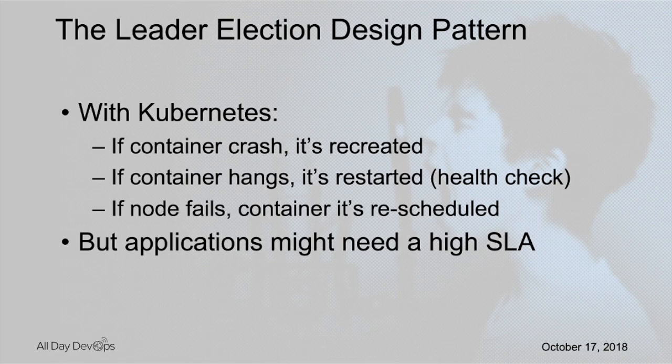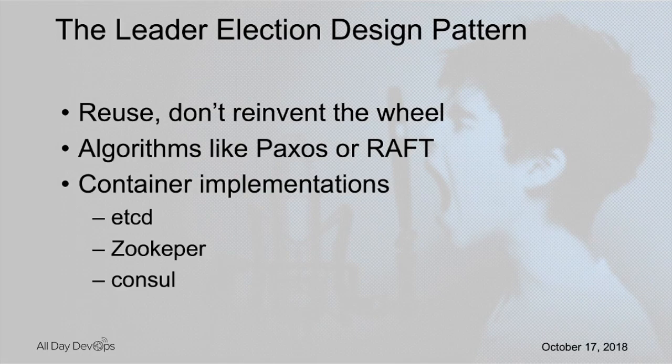But the application might need a high SLA, and even though this is really useful for your application, sometimes the SLAs are higher and this is not enough. So that's why you will have a leader election pattern in place. Don't reinvent the wheel, because these patterns are usually hard to implement. Algorithms like Paxos or Raft are used for this pattern.